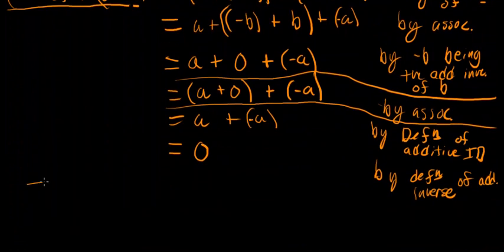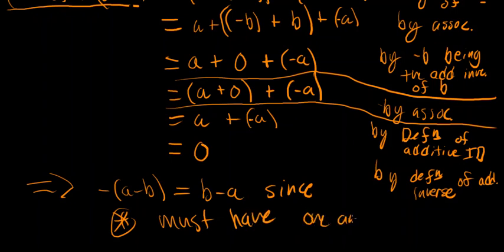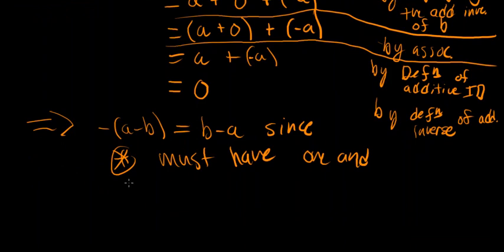So let's finish this out. This implies that negative a minus b is equal to b minus a, since star must have one and only one solution. That is to say, a unique solution.